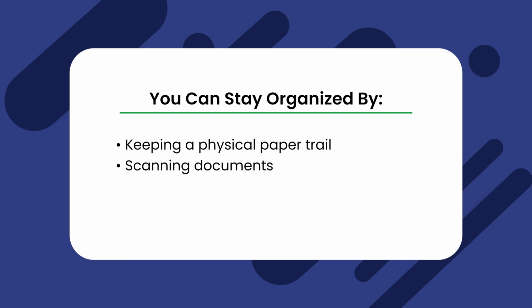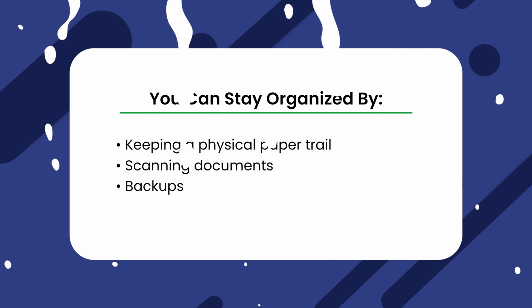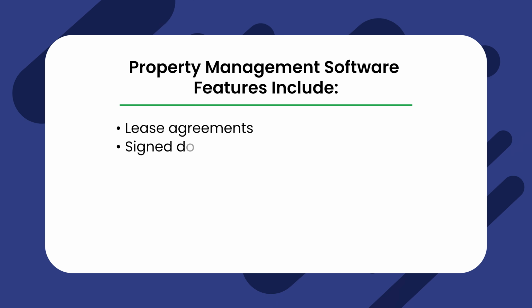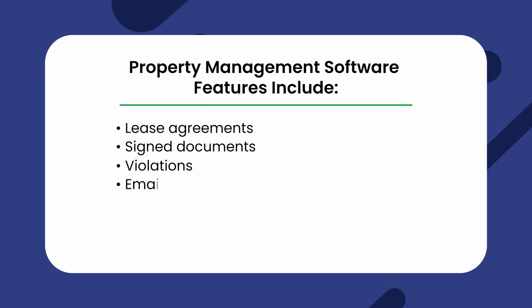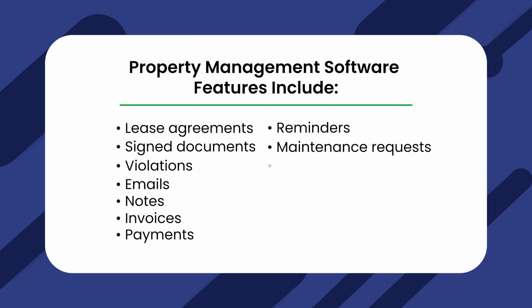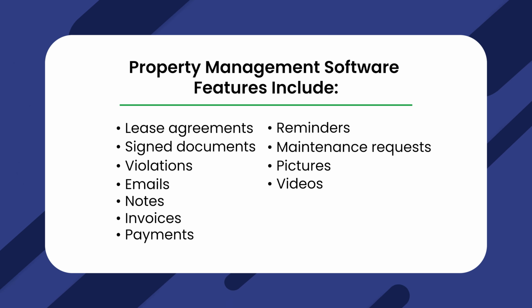Scanning documents. Scan every document into your computer. Backups. Store and back up every file using Dropbox, Google Drive, OneDrive, or any other option that is easily searchable. PMS. Use a property management software to save everything from lease agreements, signed documents, violations, emails, notes, invoices, payments, reminders, maintenance requests, pictures, videos, and anything else that can possibly be useful in a court case. This is used best when you also scan every document into your software.